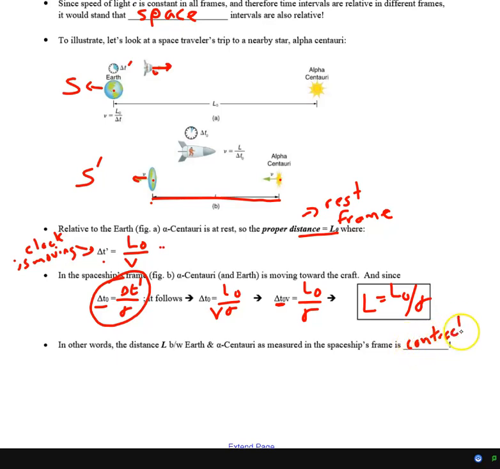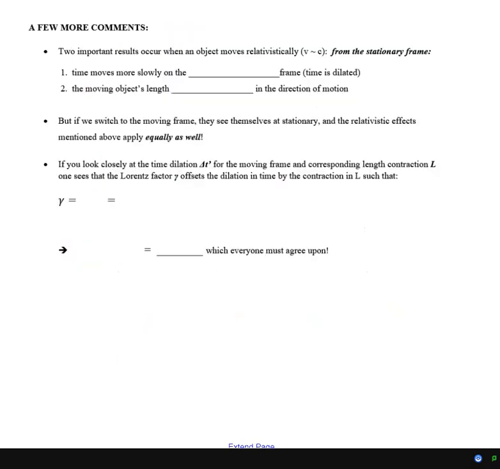So we have from the Earth, time is dilated on a spaceship. From the spaceship's frame of reference, the distance is contracted. Okay, so now let's go to a simple example of this.